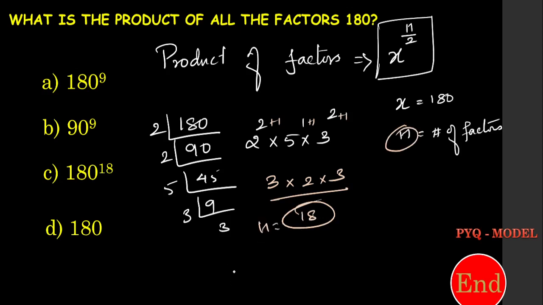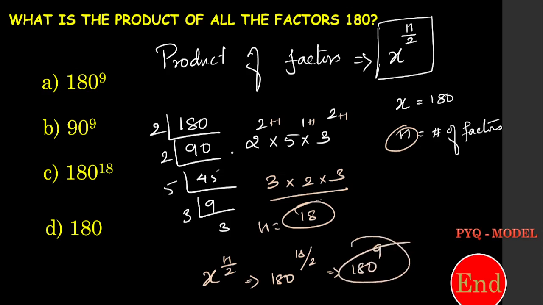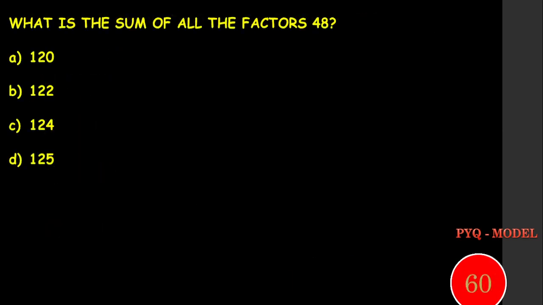So our formula is x power n by 2. x is 180, n is 18. 18 by 2 is 9. So 180 power 9 is the product. This is the right answer. Is it clear? Alright, next question. Try this.